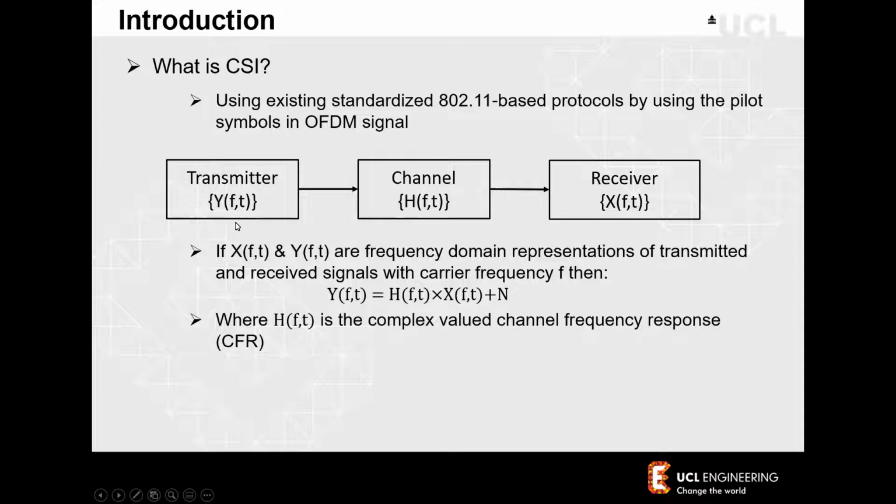Assume we have the transmitted signal as X in the frequency domain, and the received signal as Y. Then we can write our equation, Y equals H times X plus noise. So H will be the channel. In order to calculate the channel, we can simply divide Y by X. So this is basically the basic idea of how we calculate the CSI with those Wi-Fi cards.